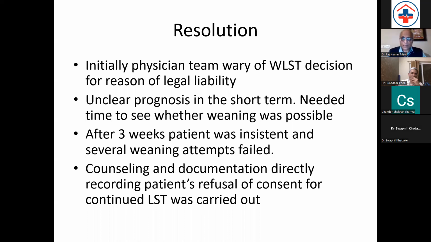Counseling and documentation directly recording the patient's refusal, because nobody can override refusal of consent. That is clear in law. That a clearly stated, consistently stated refusal by a patient will not allow you to continue or to initiate any treatment that is unacceptable to the patient. So we weaned the patient, and when the patient did not do well after a few hours, because of the refusal of consent to reinitiate the ventilator, we did not do so, but we provided full palliative care support.